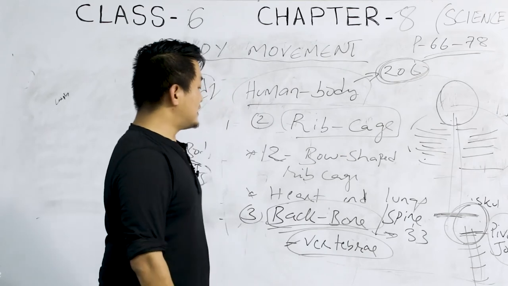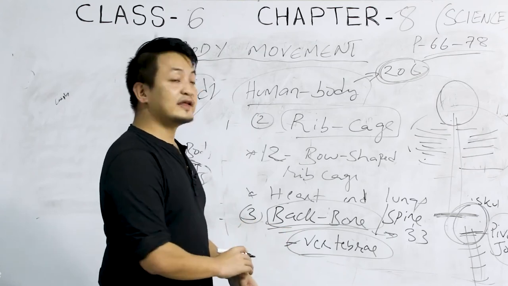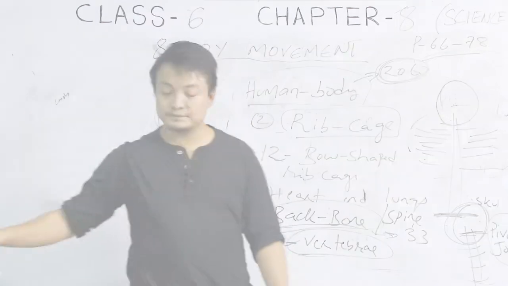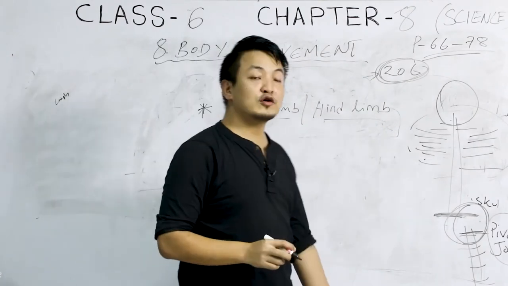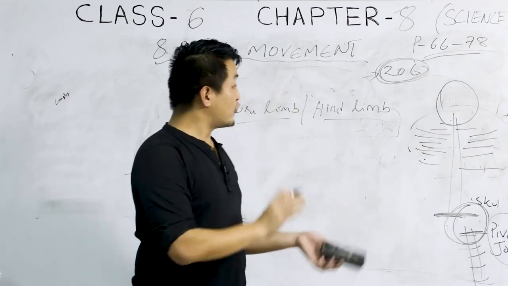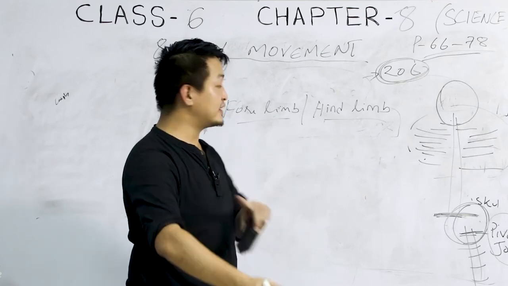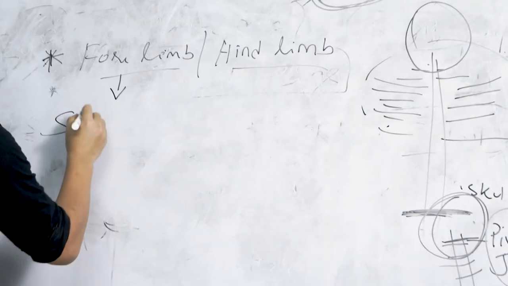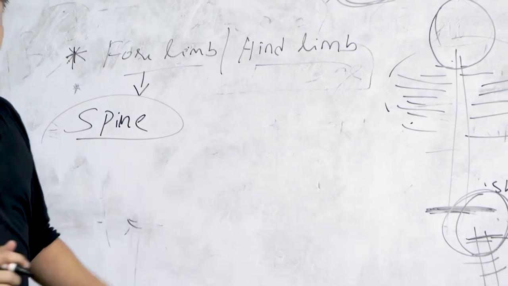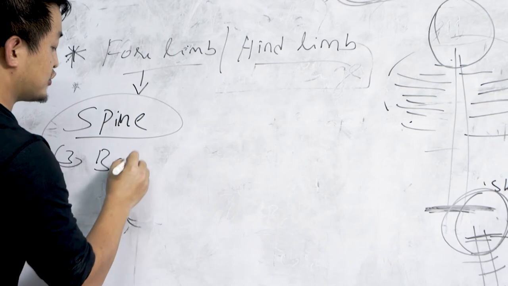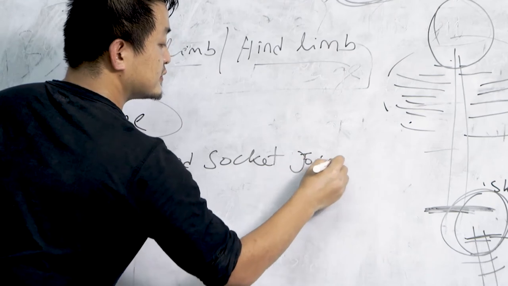Now we will discuss our arm bone and the shoulder, okay? We'll discuss our arms and the feet. Okay, so students, the next one we'll discuss is the forelimb and the hind limb. Now the forelimb, that is the upper part, is about our hand and arms. This is attached to the spine through a joint that is known as the ball and socket joint. Ball and socket joint. Clear?